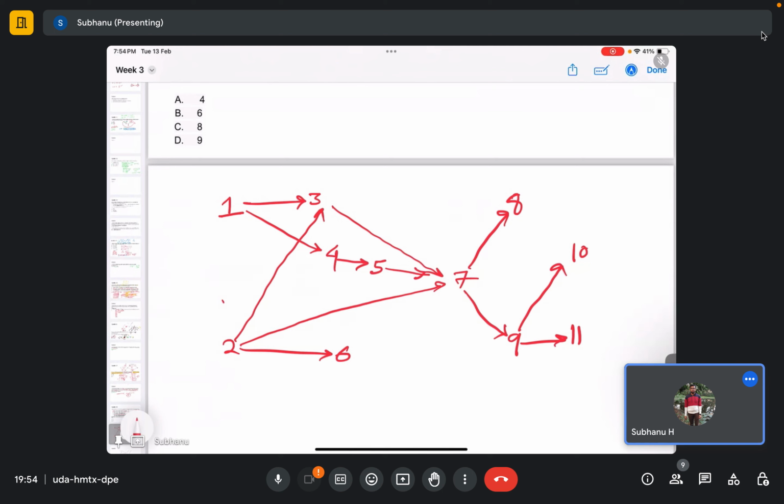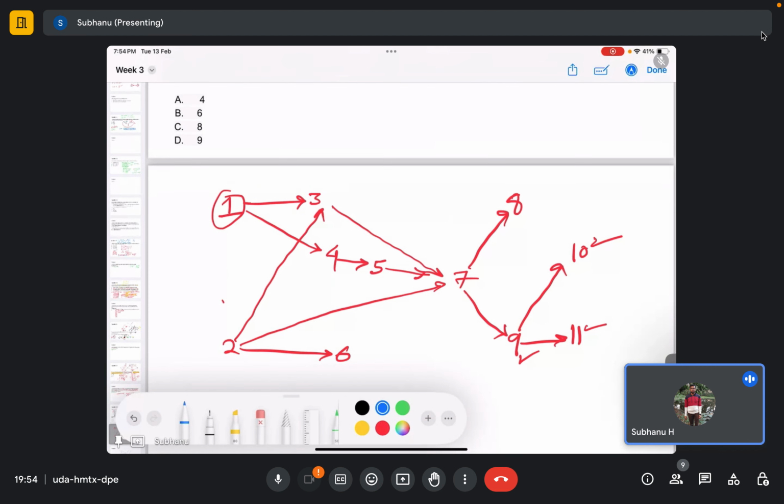So what will be the longest path? Longest path means you start from 1 and you have to reach either 10 or 11. If you start from 1 and reach 9, then you can finish 10 also, and within 1 week 10 and 11 both will finish.